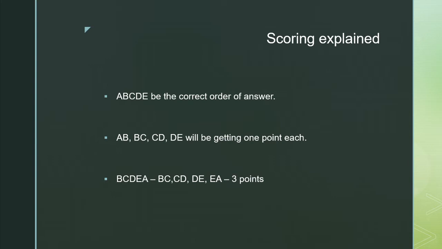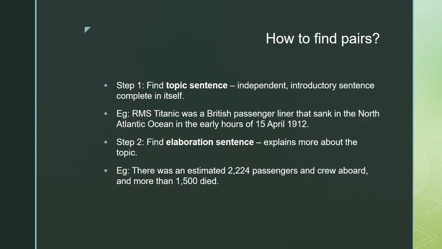BC is a correct ordered pair in the correct answer. CD is also a correct ordered pair, and DE is also a correct ordered pair, but EA is not a pair in the correct answer. So you will only get 3 points. Since there is no negative marking, you will not lose any points for the wrong pairs that you make. So you can attempt the questions and you will get marks accordingly if you make any correct sequence.